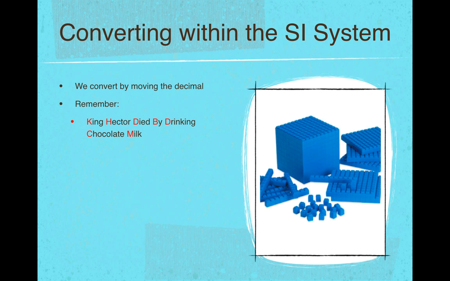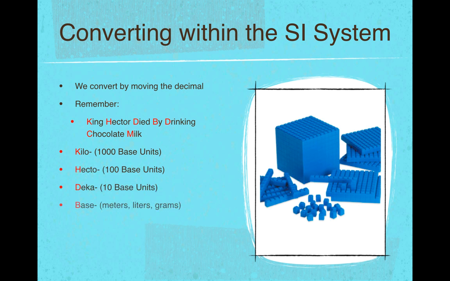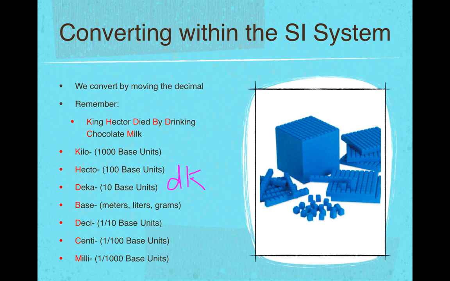King Hector died by drinking chocolate milk. Your units are kilo, hecto, deca, your base unit, which again is meters, liters, or grams, then deci, centi, and milli. For the most part, these are fairly easy to remember, and you can tell the abbreviations. The one you have to be concerned with, which doesn't necessarily look like it at all, is the deca. You will see this abbreviated dk. Other than that, they all make sense.